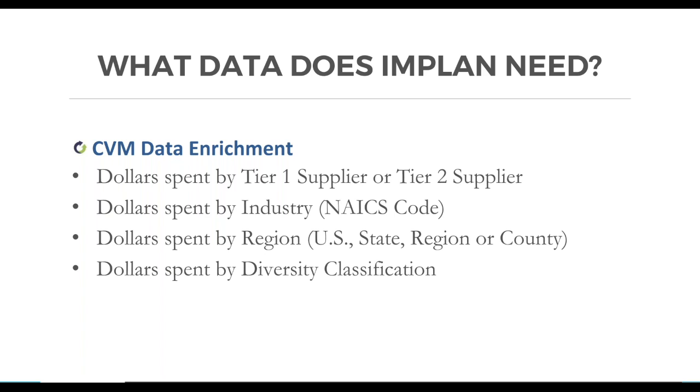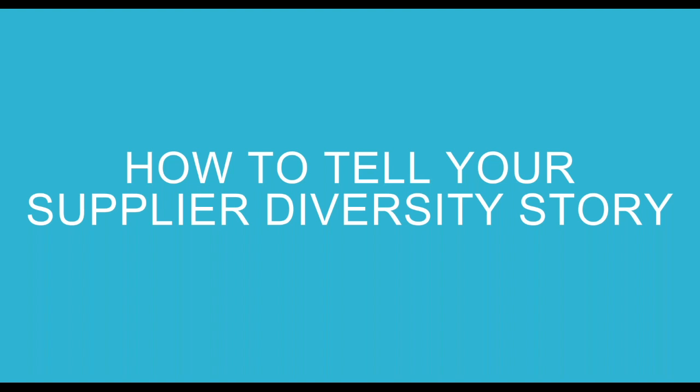That's important. Dollars spent by region, taking a look at the U.S. as a whole or broken out by state, is important. And then especially dollars spent by diverse classification. If I've seen anything, it's the need to really talk about how much spend we have and how many jobs we are supporting using minority-owned businesses or women-owned businesses, for example. So, how to tell your supplier diversity program.